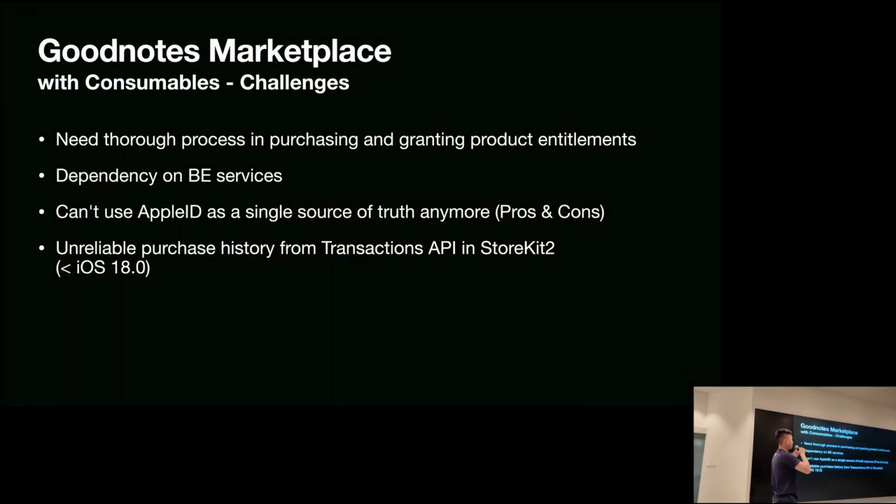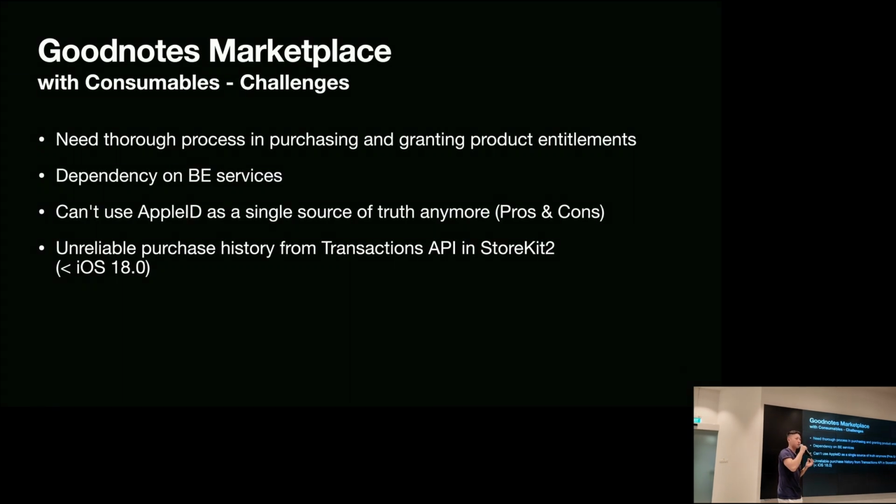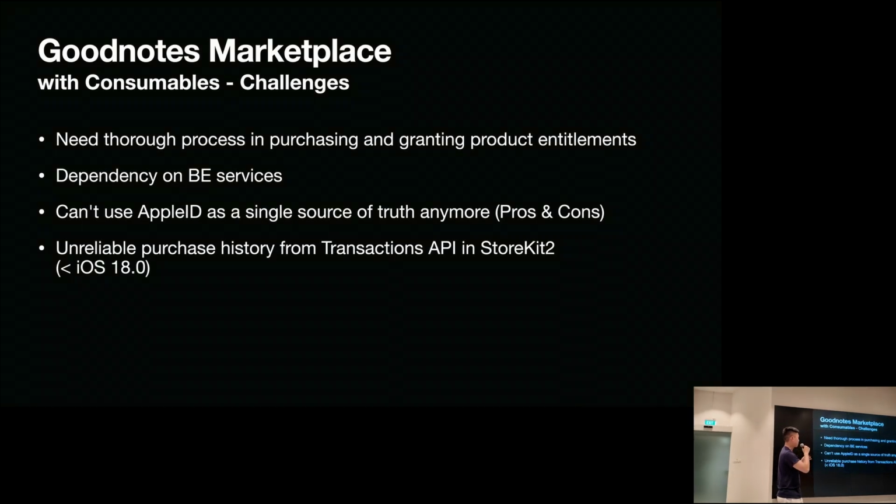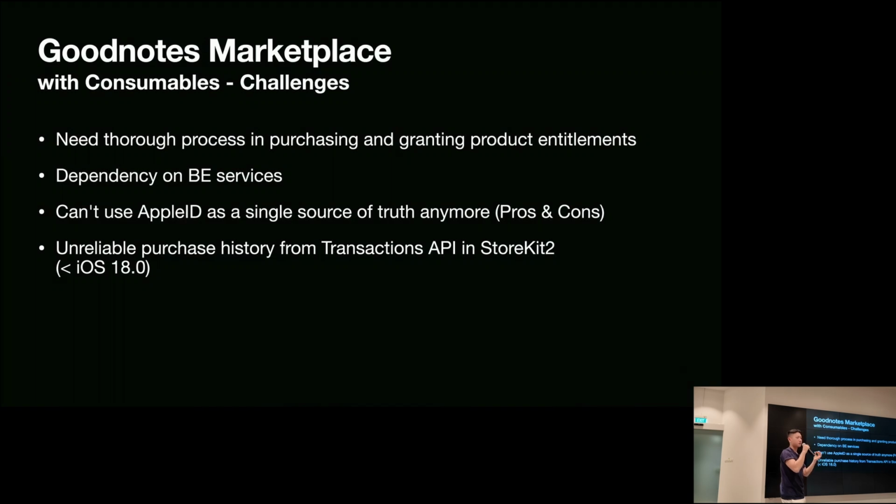But doing this solves so many of our problems, but it doesn't come without its challenges. The first thing is it needs a thorough process in purchasing and granting product entitlements, because like the graph earlier showed, we need our back-end services to verify the purchase and the consumable transactions. It just adds a new layer of process in purchasing.